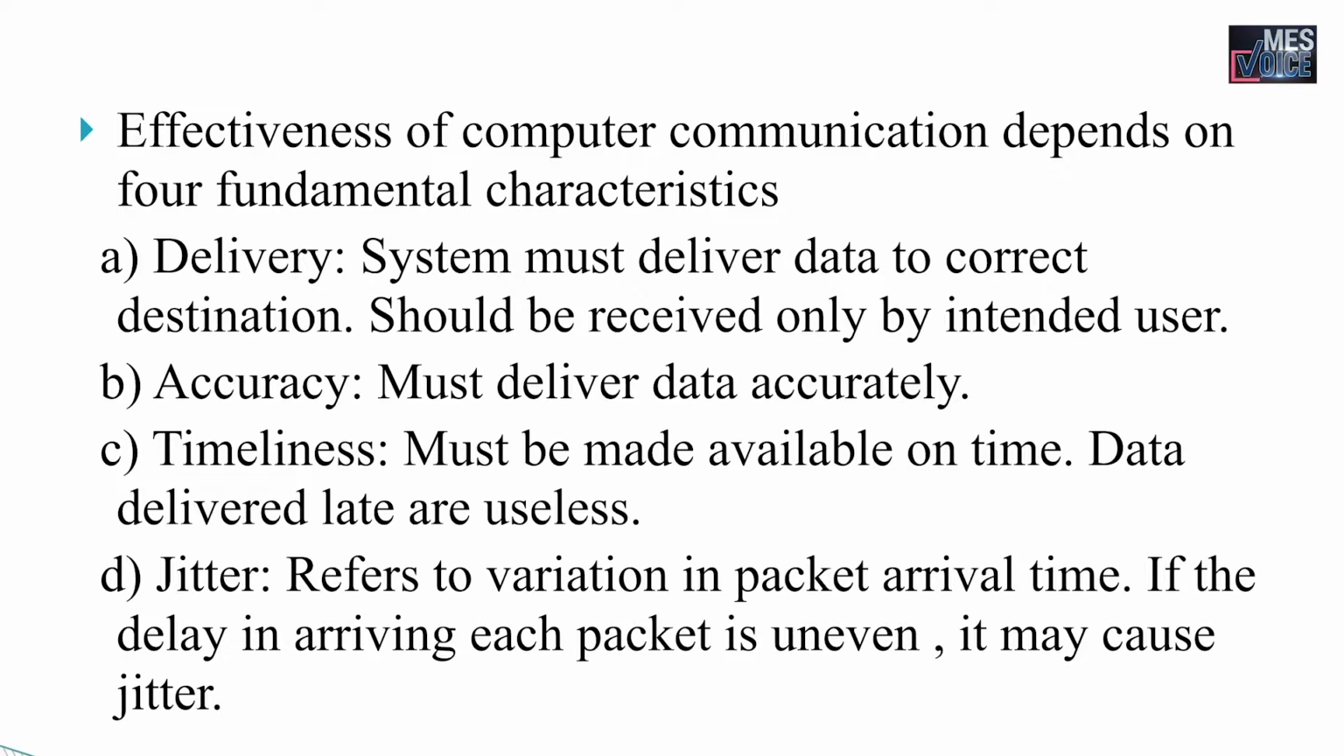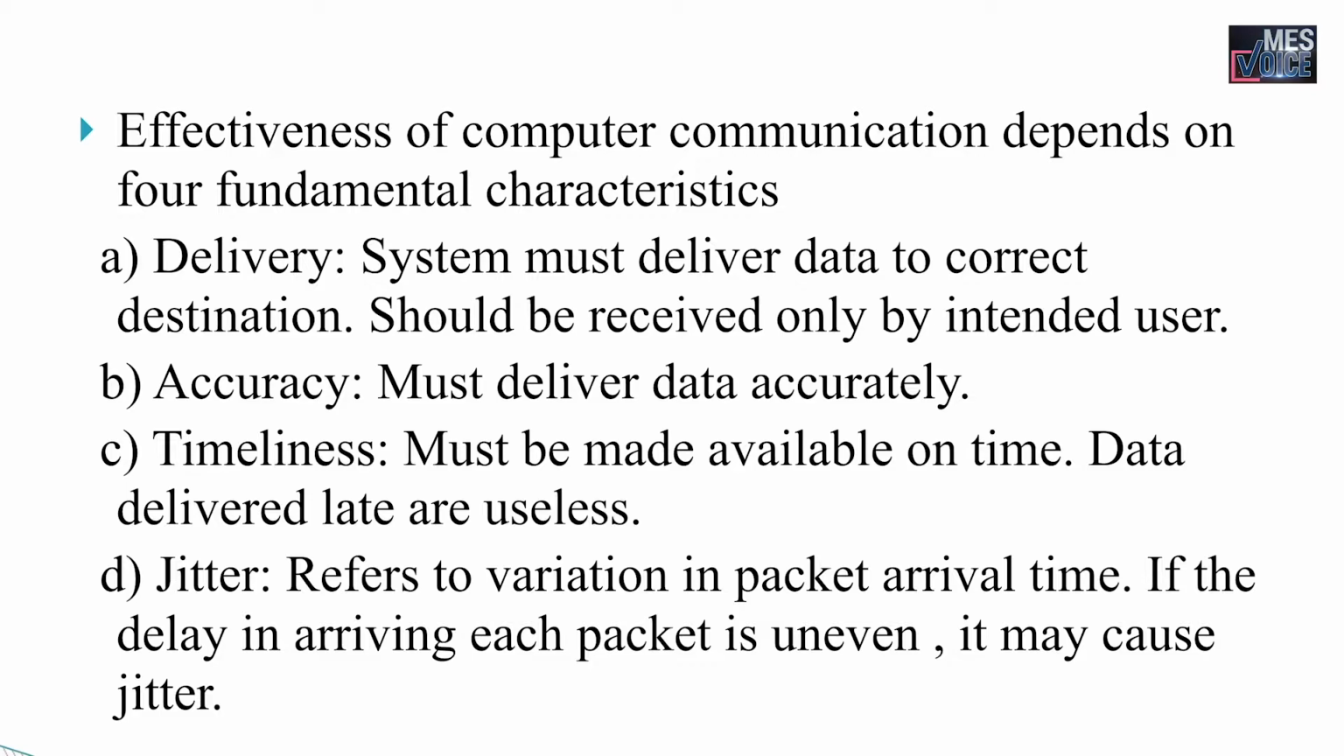It should be received only by the intended user so that it provides confidentiality for the data that is being transmitted. The second characteristic feature is accuracy. The system must deliver the data accurately. It should ensure that the data is not manipulated by any other unintended user.